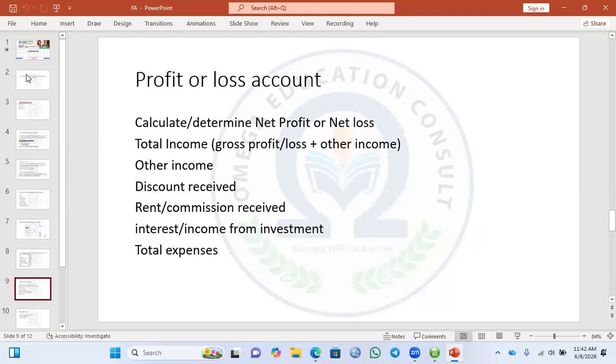So before we dig in, if you have any questions so far, you can ask. If not, then with your permission, I'll continue. But a quick view of what we did last time on the profit and loss account. I remember indicating to you that this account is prepared primarily to determine net profit or net loss.